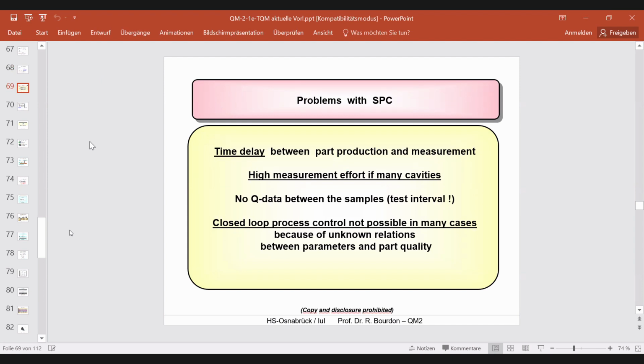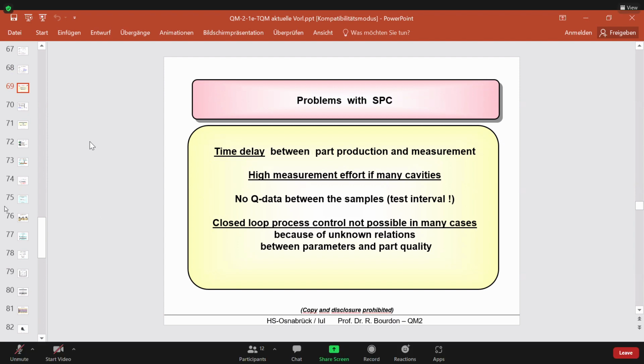SPC is one of the TQM methods, as I told you last time, there is always a time delay between the part production and the measurement. And this is one problem with SPC. Another problem is the high measurement effort. If you have many quality characteristics or if you have many cavities, then the measurement effort can be high.